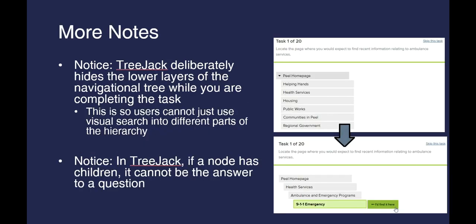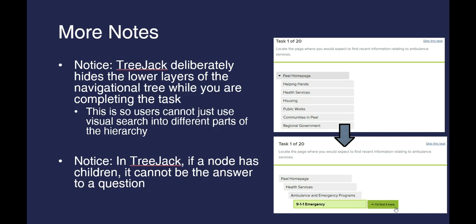And now, some final notes here. Note that Treejack deliberately hides the lower layers of the navigation tree while you're completing the task. This is so users can't just use visual search into different parts of the hierarchy. This replicates the actual web experience in most cases, because they would not normally see the third or fourth level pages, the fourth level in my case for the Peel Region website that we have here.